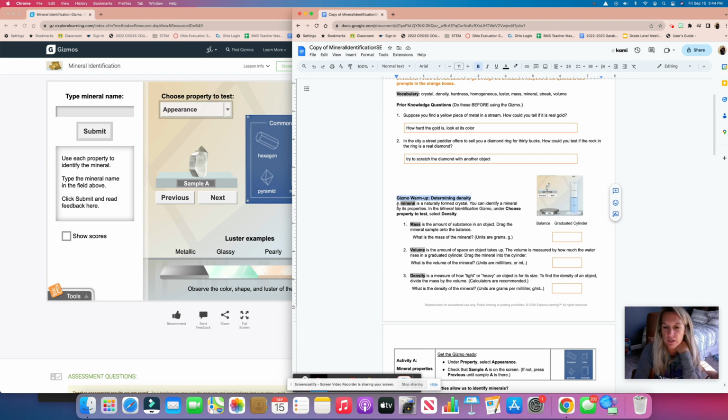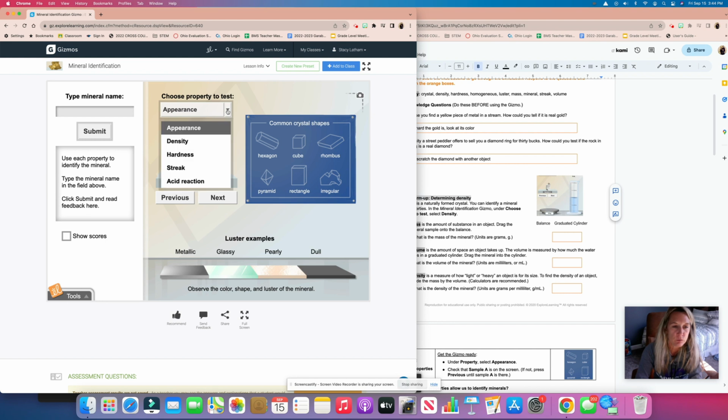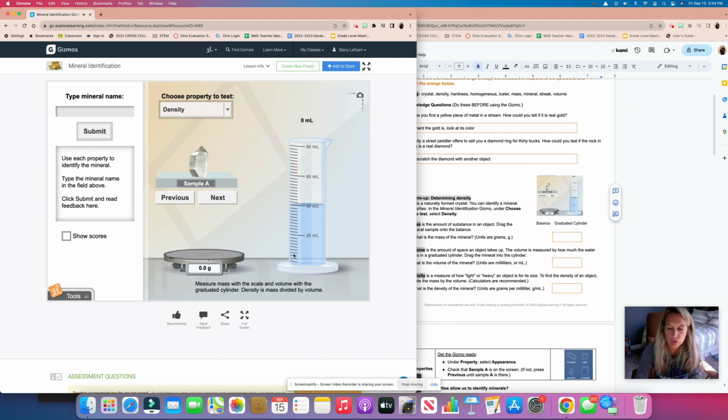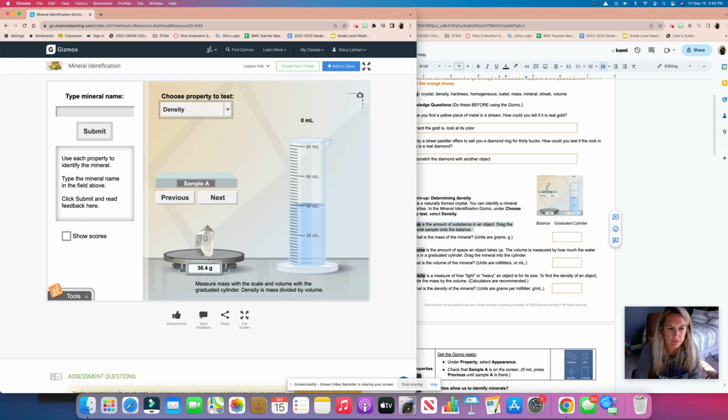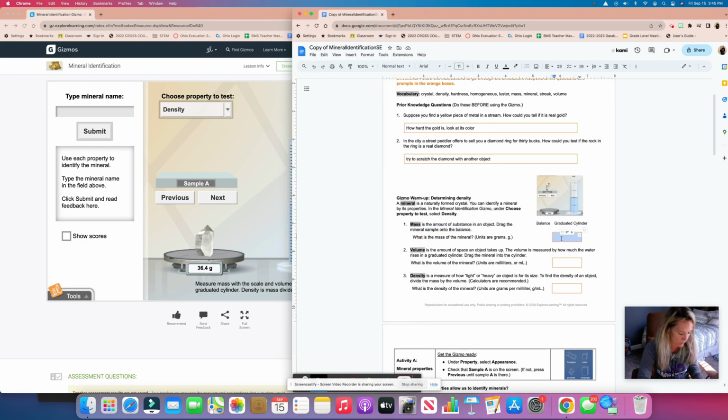All right, a mineral is a naturally formed crystal. You can identify a mineral by its properties. In the Mineral Identification Gizmo, under choose property to test, select density. So I'm going over here to the Gizmo, property to test, I choose density. Mass is the amount of substance in an object. Drag the mineral sample onto the balance. What is the mass of the mineral? We're dragging this onto the balance. The mineral shows that it has a mass of 36.4 grams. So that's what goes in here, 36.4.